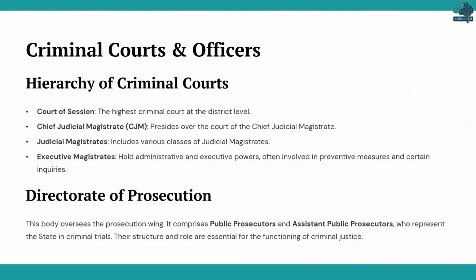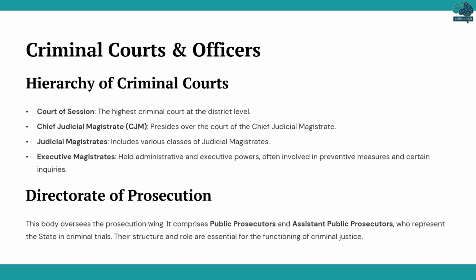Let's look at the criminal courts and officers. The legal system operates with a clear hierarchy of criminal courts. At the district level, the highest criminal court is the Court of Session. Below that, we have the Chief Judicial Magistrate, who presides over their own court, and various classes of judicial magistrates. We also have executive magistrates, who hold administrative and executive powers, often involved in preventive measures and specific inquiries.